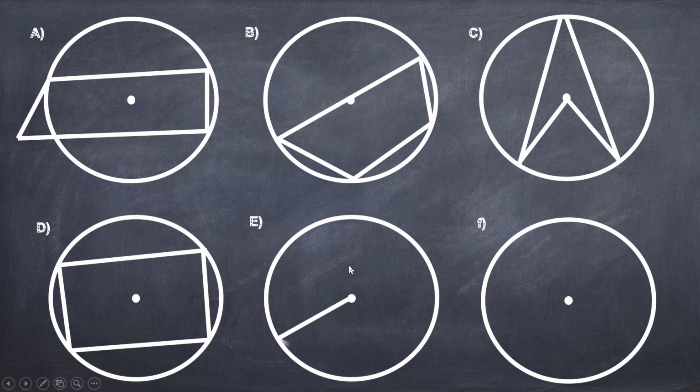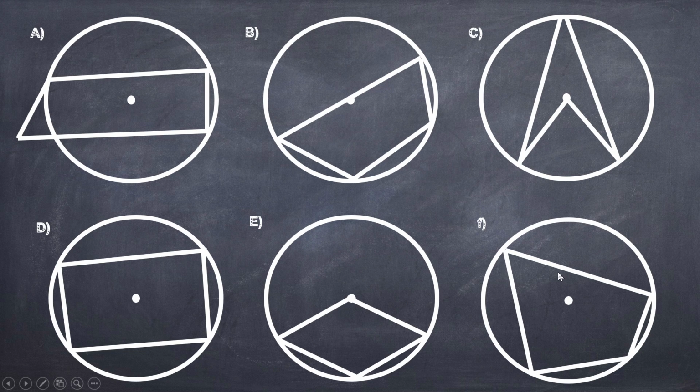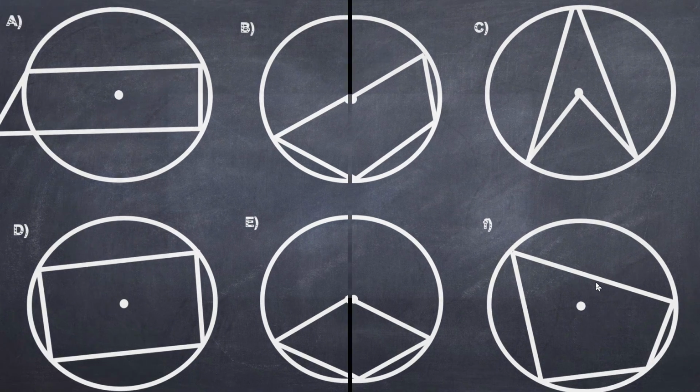How about E? So E is almost the same as C because only 3 vertices lie on the circumference, but the other one is lying on the center of the circle. Therefore, E is not a cyclic quadrilateral. How about F? So F is a cyclic quadrilateral because all the vertices lie on the circle.